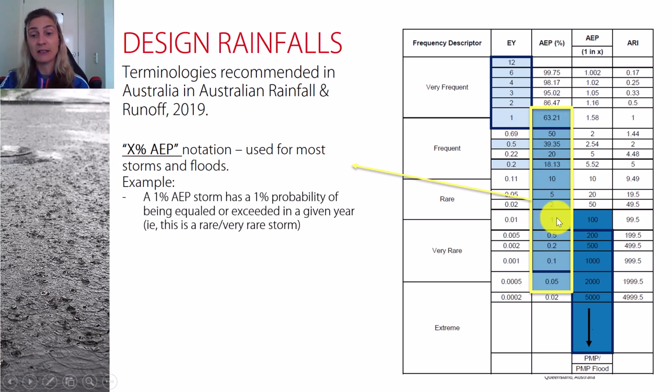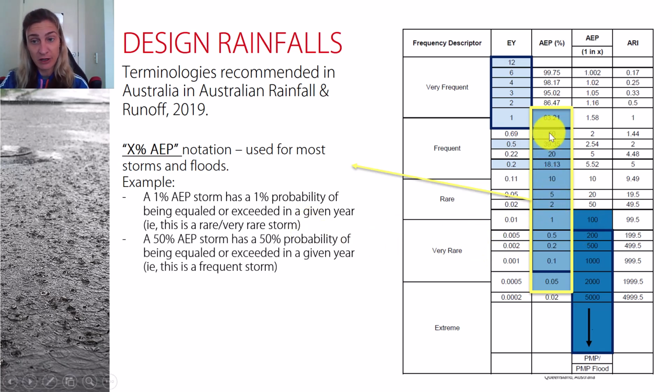A 1% AEP, let's have a look at this example. A 1% AEP storm is a rare rainstorm event, because it has only a 1% probability of being equaled or exceeded in a given year. Now, if we go down to 50% AEP, that storm has a 50% probability of being equaled or exceeded in a given year. So that's a much more frequent storm.